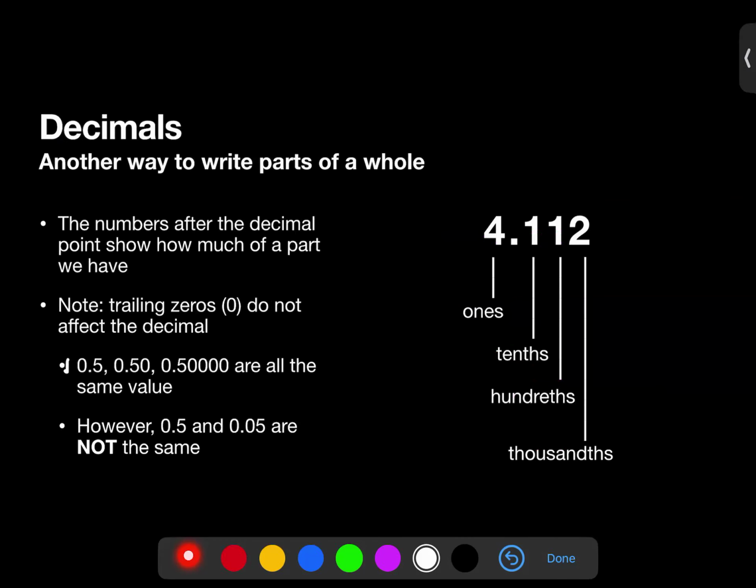So now we can move on to the new topic for today, which is decimals. So have you all heard of decimals before? Have you all worked with decimals before? Have you discussed decimals in class? Anyone?